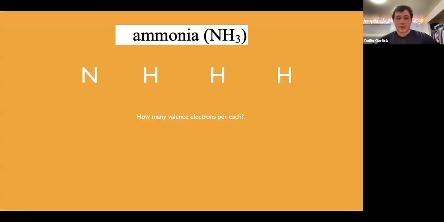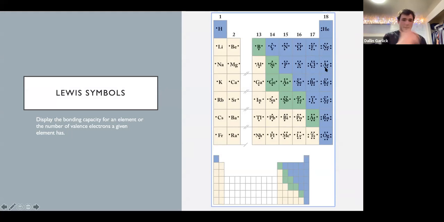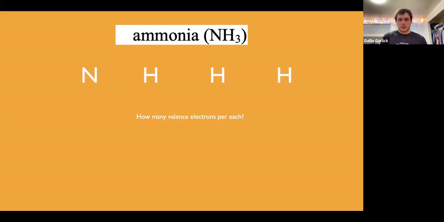So let's do another example, ammonia, NH3. The nitrogen has 5 valence electrons, and then all these hydrogens have 1 each. With this, what will be the central atom? Although it may appear the hydrogen would be it because it's all the way on the left side of the table, this is not true, because hydrogen won't be a central atom in a Lewis structure. It just can't be and won't be.